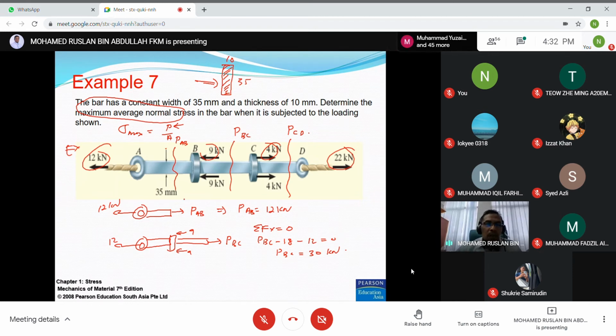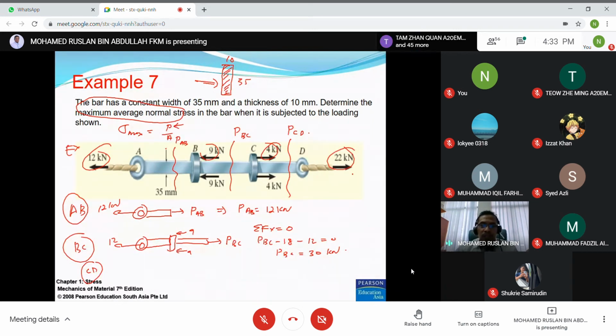This is for the section AB, this is for the section BC, and for the section CD, for example, you can cut here. When you cut here, you have two parts, left and right. It is up to you. If you choose the right hand side, you can automatically determine that PCD equals 22 kilonewton. Very clear.